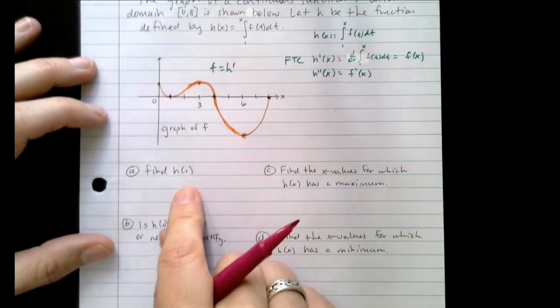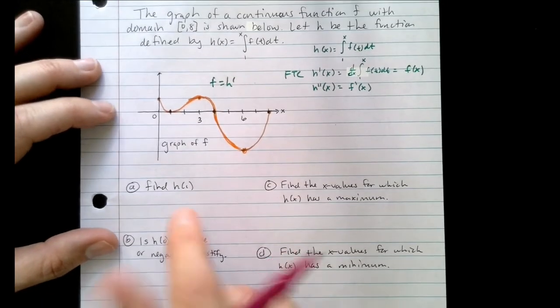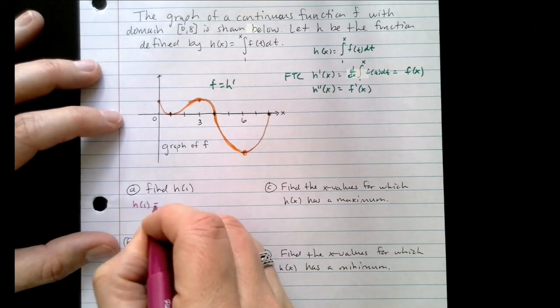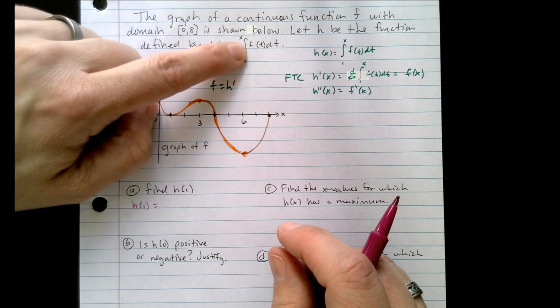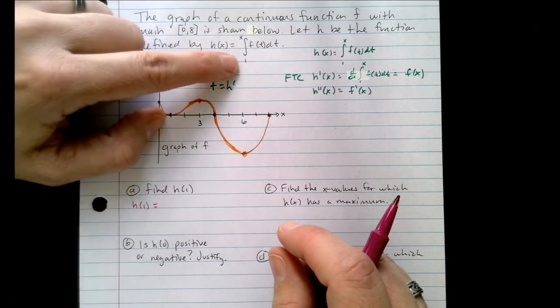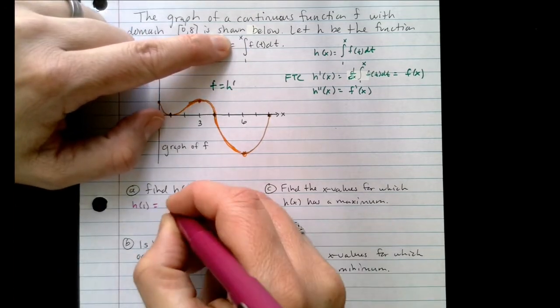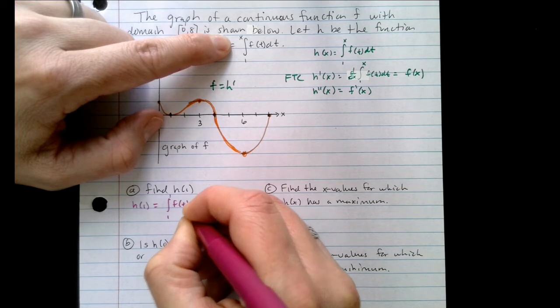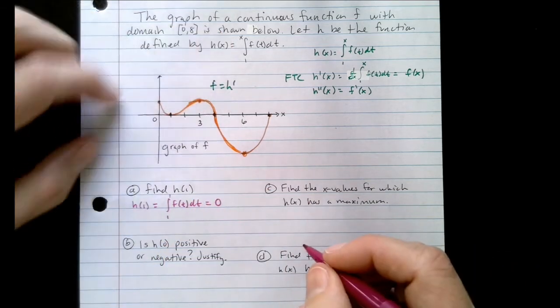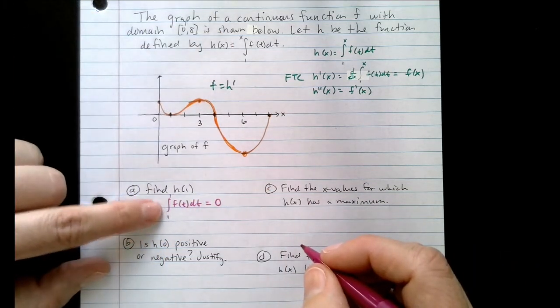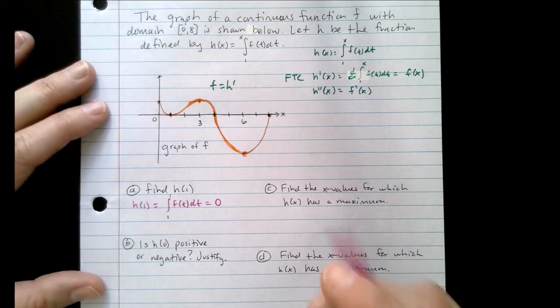Let's look at our first problem here. Find h of 1. Okay, well, h of x is defined as an accumulator function of f. So really, if I do h of 1, I'm just putting 1 into x here. So this says the integral from 1 to 1 of f of t dt. Well, that's just 0, right? That's one of our properties, right? If the bounds are the same, then there's no area. All right, let's move on to the next one.